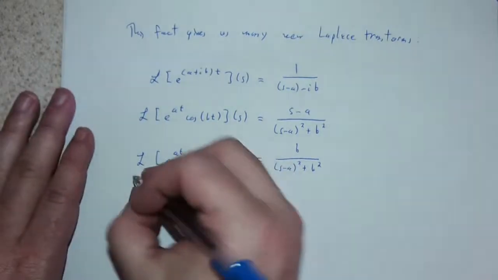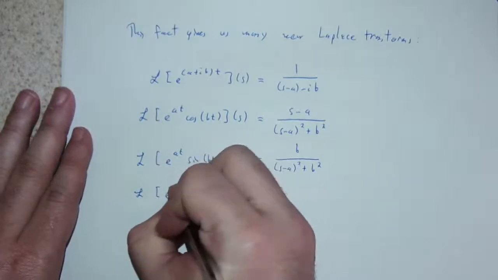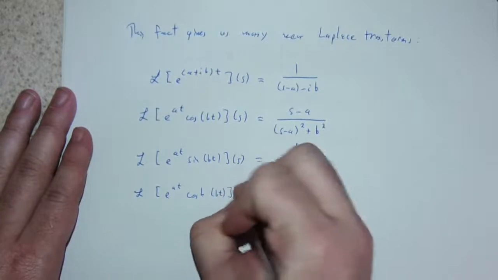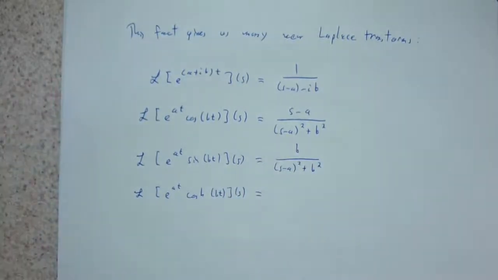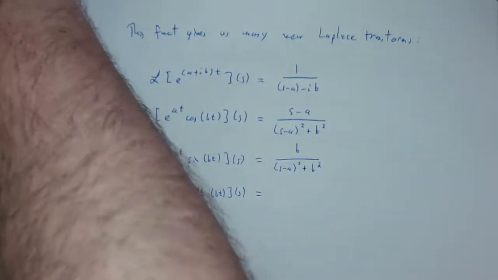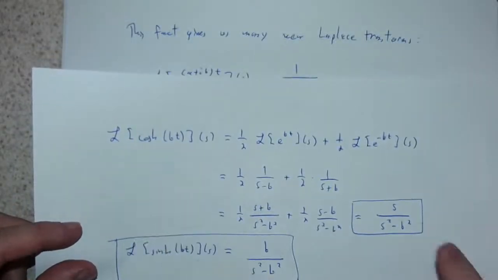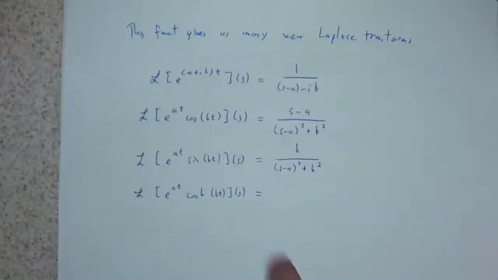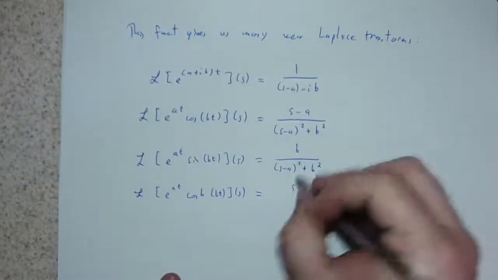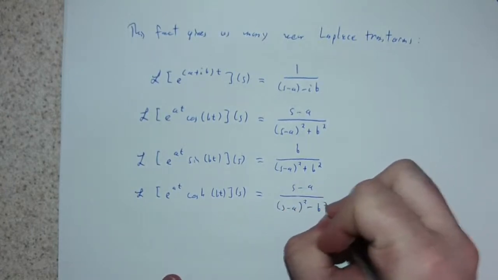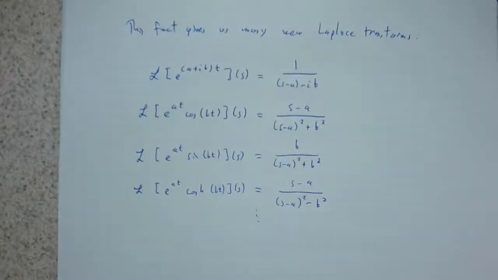What about the Laplace transform of e to the at times cosh bt? Sinh will be similar, so we'll just do this one. Remember, the Laplace transform of cosh was s over s squared minus b squared. So this would be s minus a over s minus a squared minus b squared. And similar for sinh. I'm not going to rewrite that.